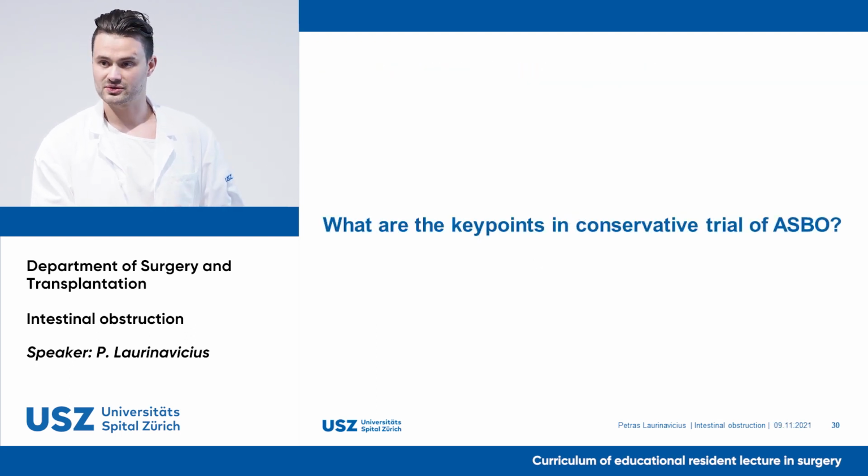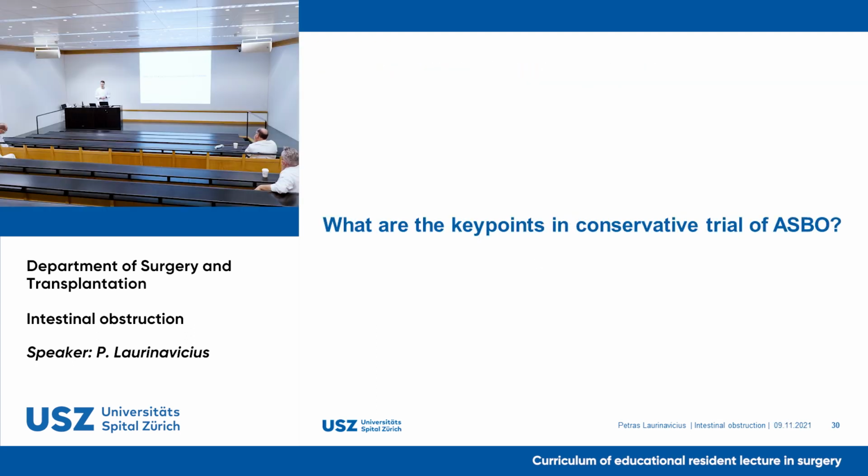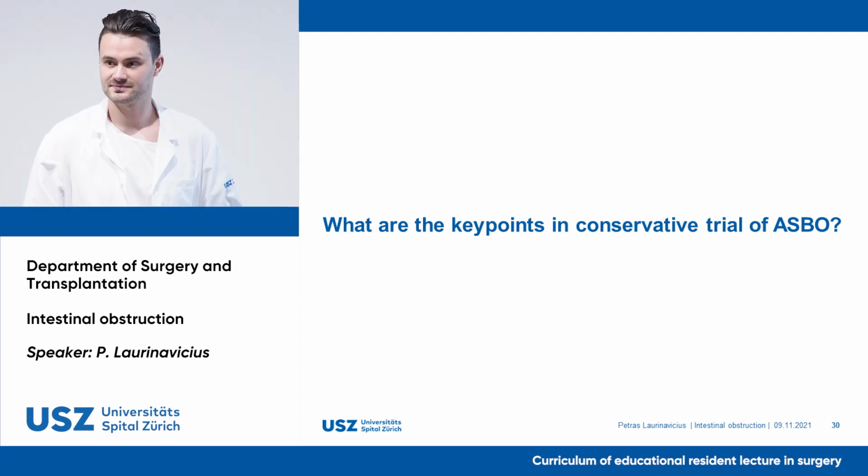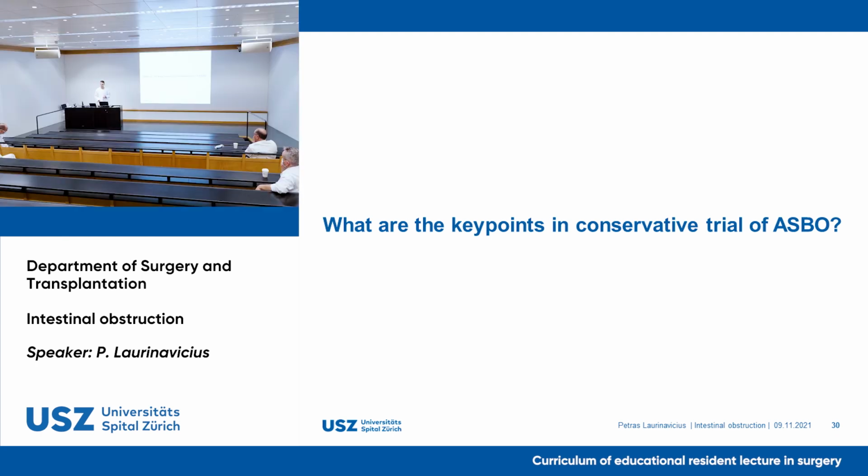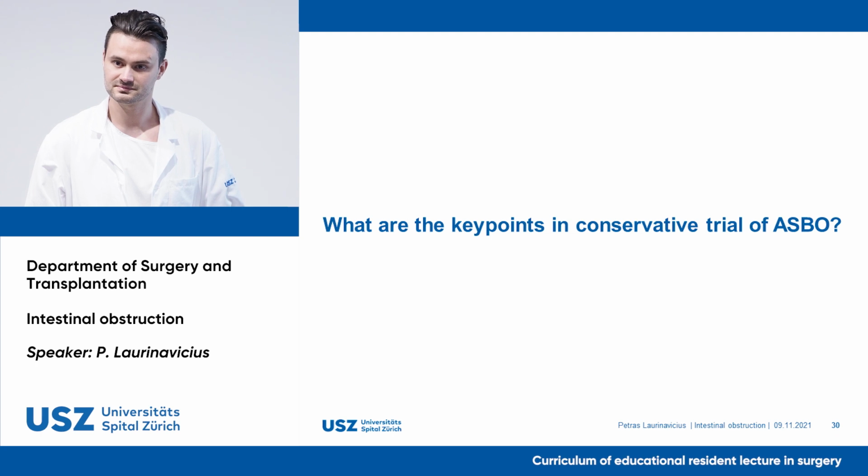And maybe someone could tell me what are the key points in the conservative treatment of a patient with ASBO? So you should give nothing per os to the patient. You might administer IV fluids, and it's important to insert a nasogastric tube, and you should use water-soluble contrast material.